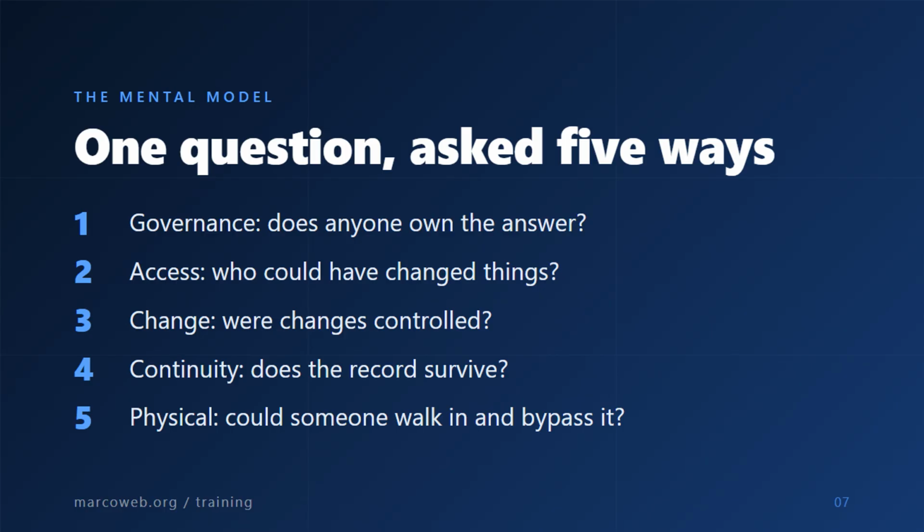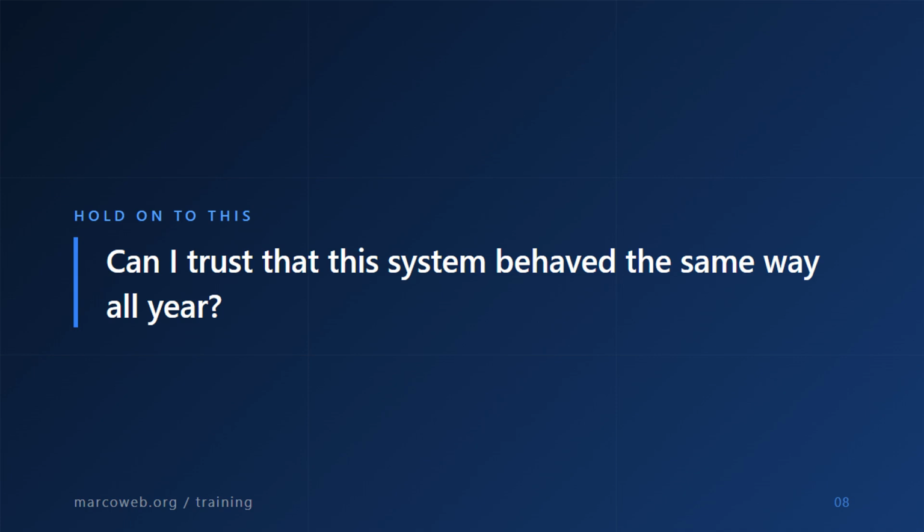This is also why weak governance is called pervasive. It does not produce one finding in one place. It removes the foundation every other conclusion was resting on. So stop thinking of ITGC as a security checklist. Think of it as the answer to one question an auditor is always asking: can I trust that this system behaved the same way all year? Every control group is a different way of asking it.